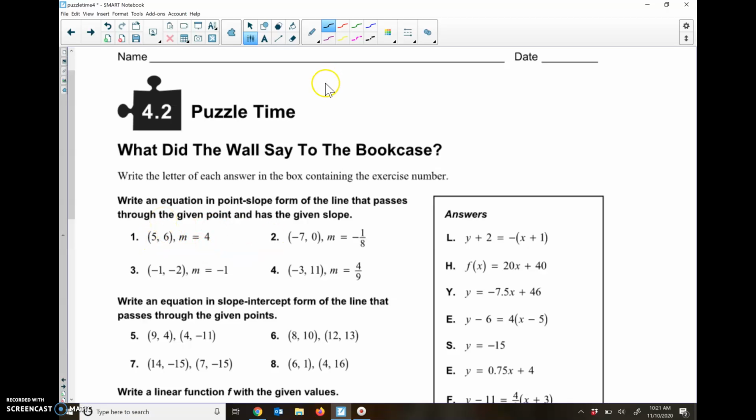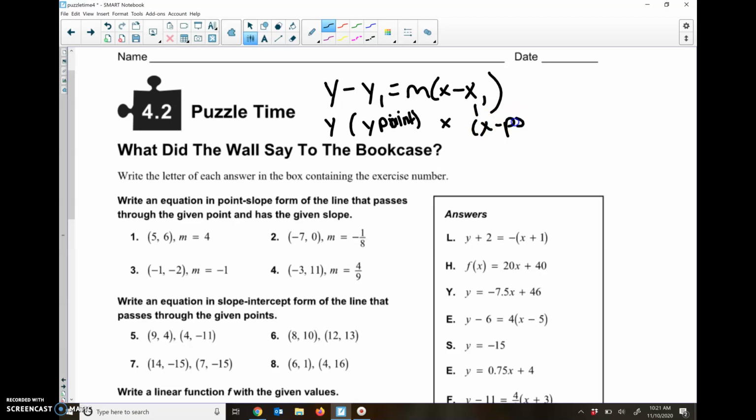So if you remember, point slope is y minus y1 equals m, and then x minus x1. And if you remember, y is just always going to be y, that's just going to stay the same. X is always going to be x, that's just going to stay the same. Y1 is going to be the y point, though. And then same thing with x1, that's going to be the x point. And then, as always, when we're dealing with this chapter, m is going to be our slope.